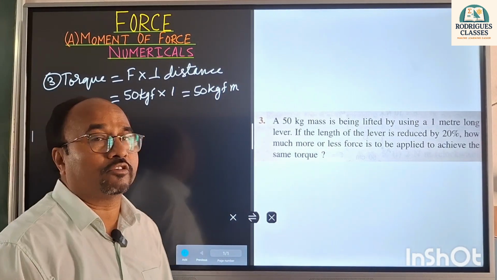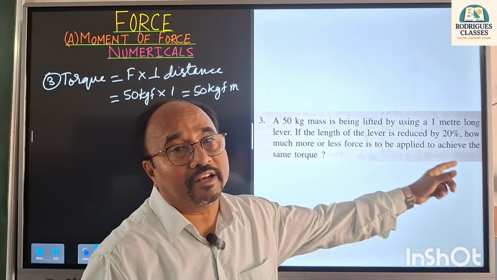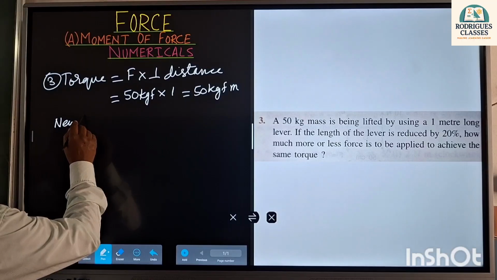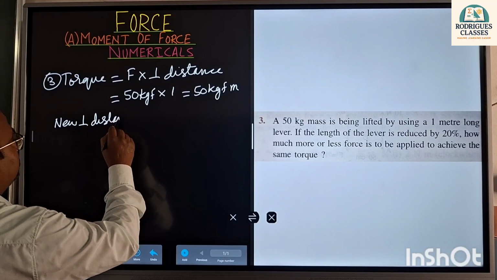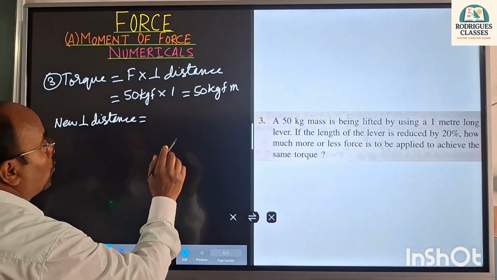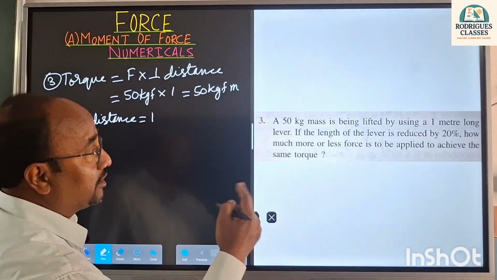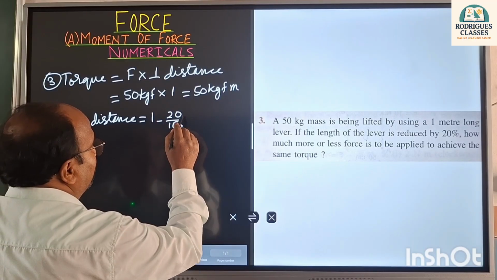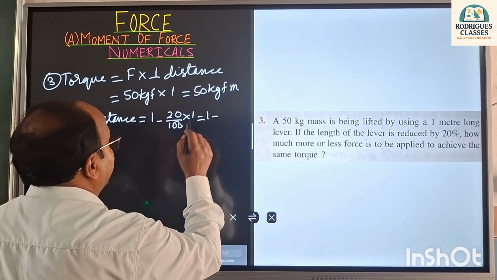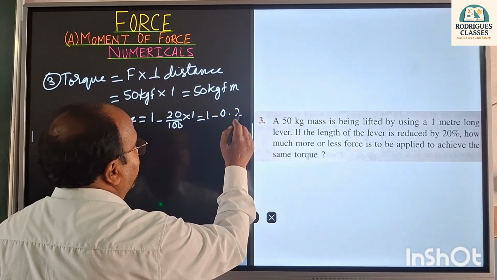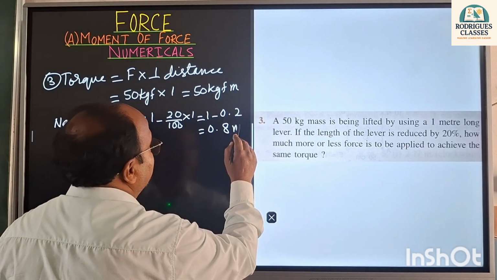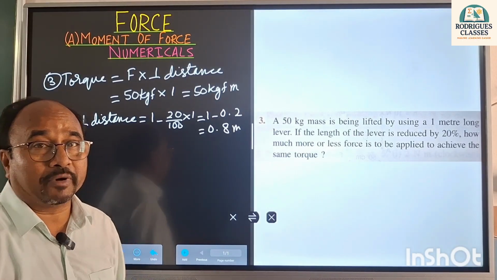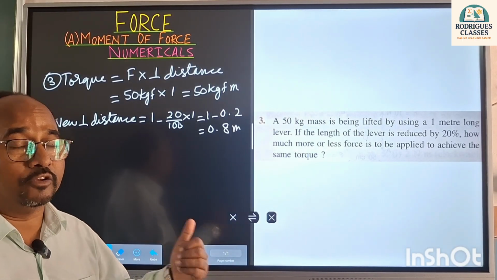Now this torque is going to remain the same, that will not change, but the length has been reduced, so we will find the new force. But before that, let us find the new perpendicular distance. So 1 meter is the original length. Now it has been reduced, so I will write minus 20%. So 20 by 100 of that 1 meter. So 1 minus 20 by 100 will give me 0.8 meter as the new perpendicular distance. So torque remaining the same, perpendicular distance reduced, I need to find the new force now.